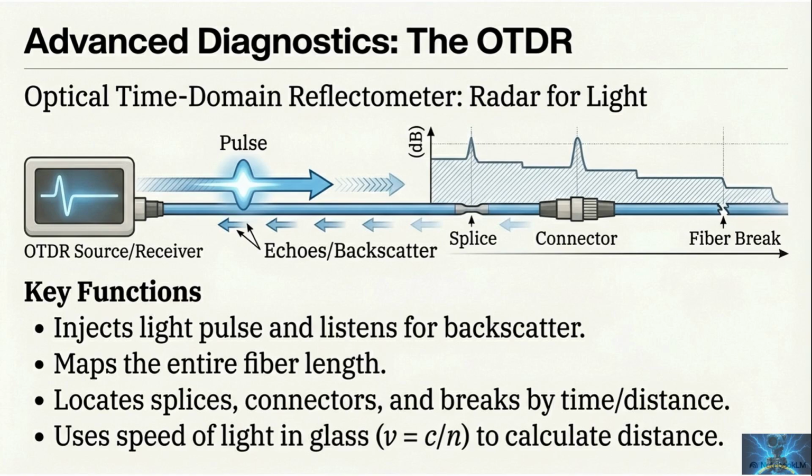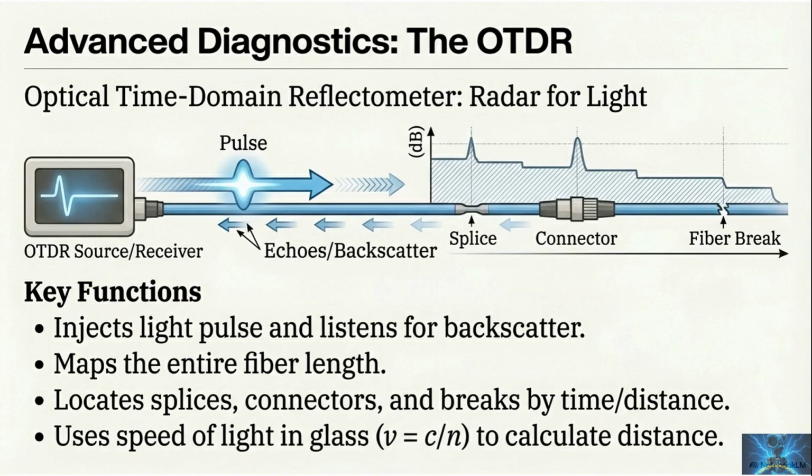Advanced diagnostics. The optical time domain reflectometer. An optical time domain reflectometer, or OTDR, is basically radar for light. It injects a pulse of light and then listens for backscatter and reflections returning from the fiber. Because we know the speed of light in glass is slower than in vacuum, we can convert time into distance and map the fiber. That allows the OTDR to locate connectors, splices, bends, and breaks, and estimate loss at each event. This tool turns a mystery fault into a distance and an event type, which is exactly what you want in the field.